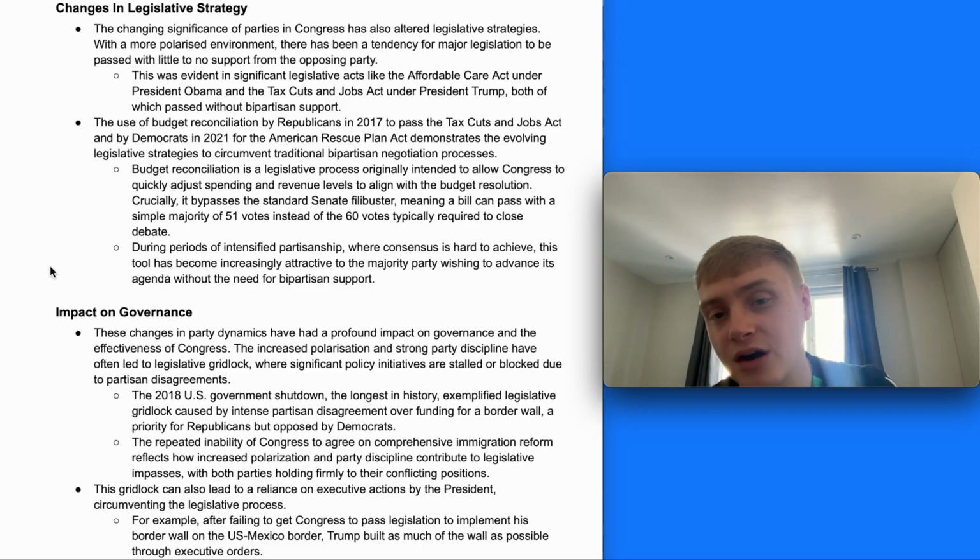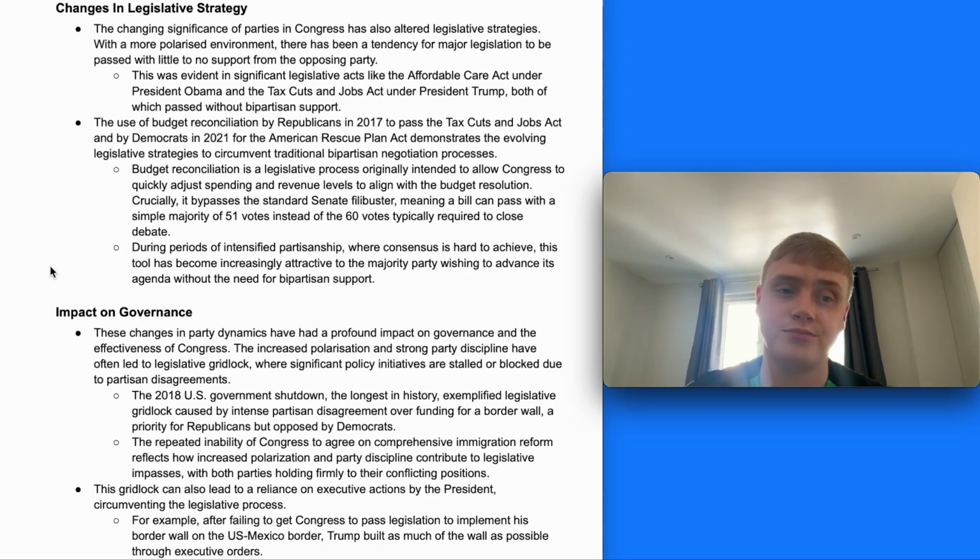So during these periods of intense partisanship, and it's all influenced by this polarization and partisanship, using budget reconciliation has been increasingly attractive to the majority party, which wishes to advance its agenda without the need for bipartisan support.